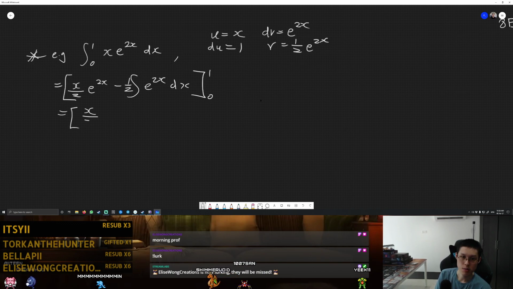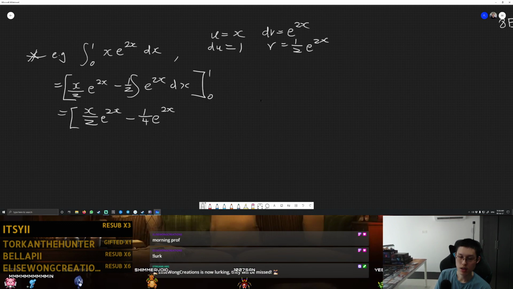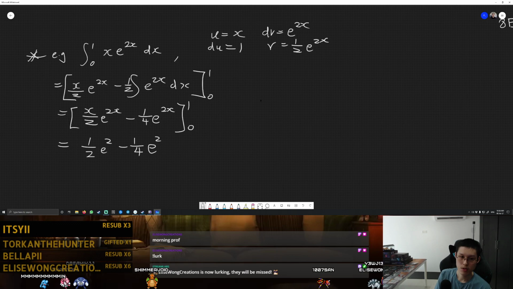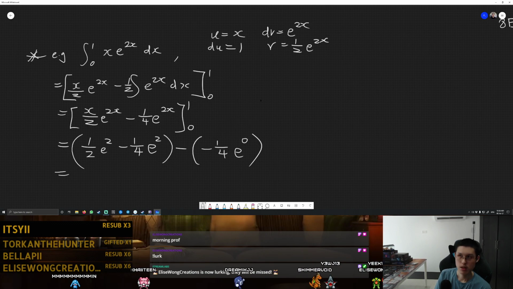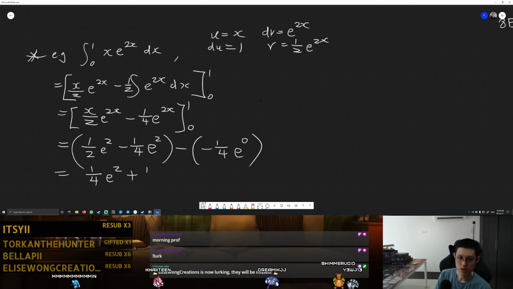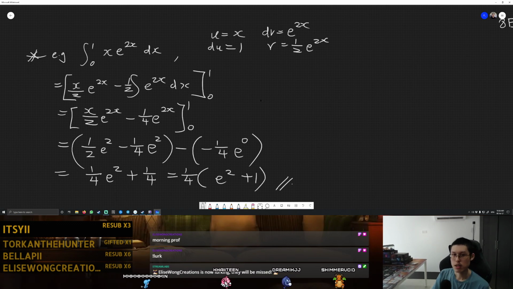So let's try to simplify this first. We're going to get 1 over 4 e to the 2x. And then now you put in the limits. So you get 1 over 2 e squared minus 1 over 4 e squared, minus, this one is 0, this one is minus 1 over 4 e to the 0. So you end up with a half minus a quarter is a quarter, plus 1 over 4.